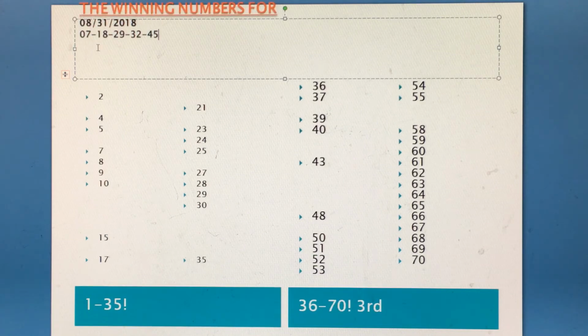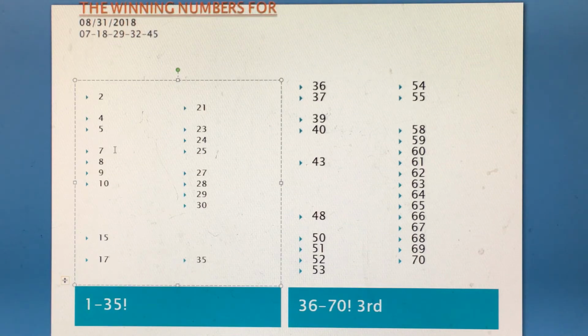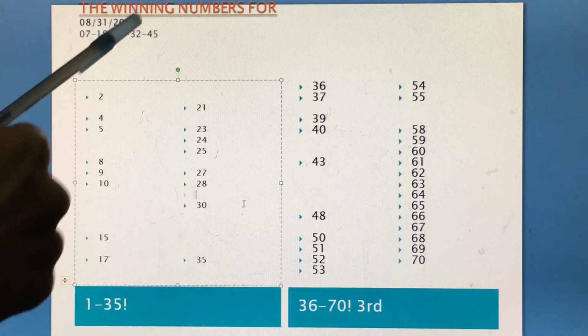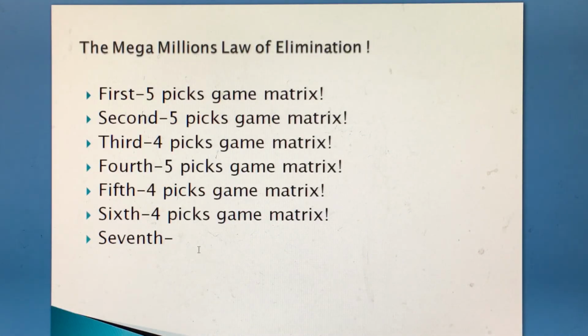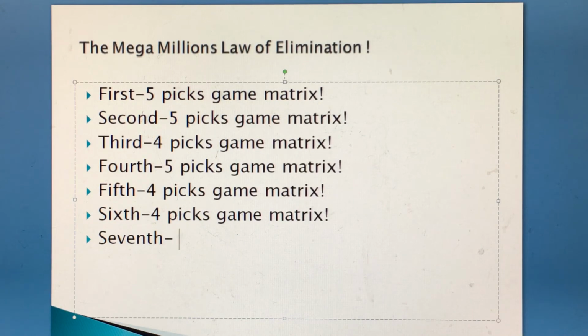I'm gonna try to do one more. We have to eliminate the first combination, and the second combination has already been eliminated, so we cannot eliminate the second combination. The third combination will be eliminated. The fourth combination has already been eliminated, and the fifth combination has already been eliminated. So for the seventh pick, we only have 2 numbers from the game matrix.